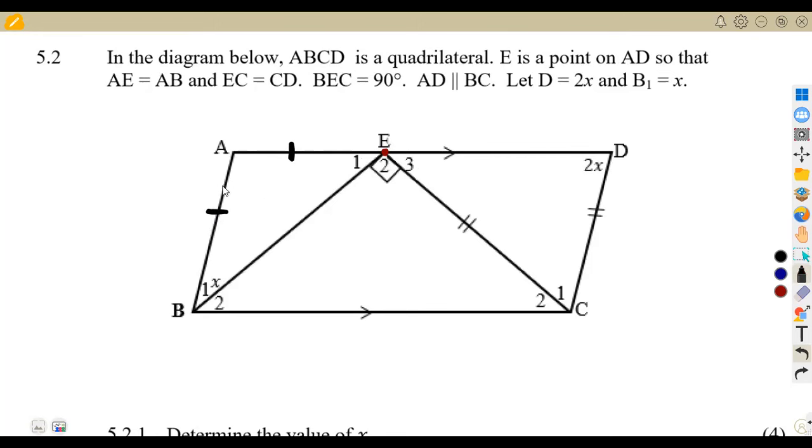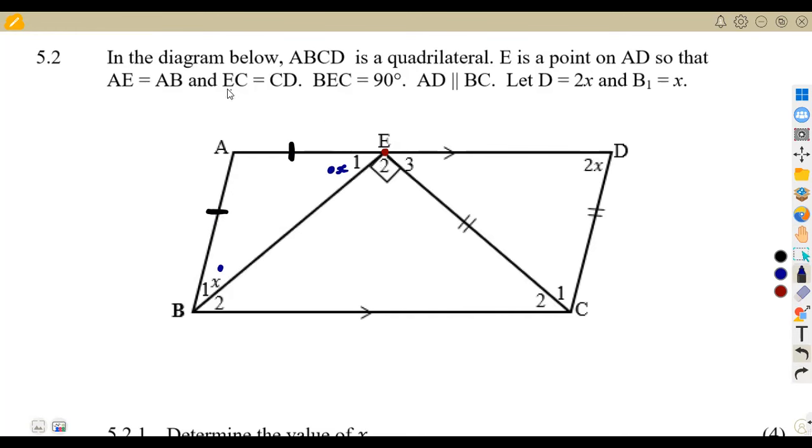So if they are equal, what it means is that the angles opposite the equal sides will be equal. The angle opposite AE is B1, and the angle opposite AB is E1. So this angle B1 and this angle E1 will be equal. These are angles opposite equal sides, so they must be equal also.